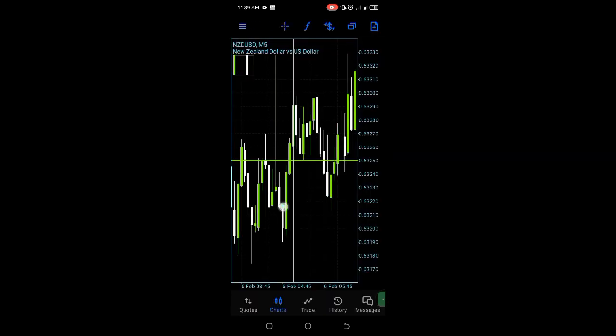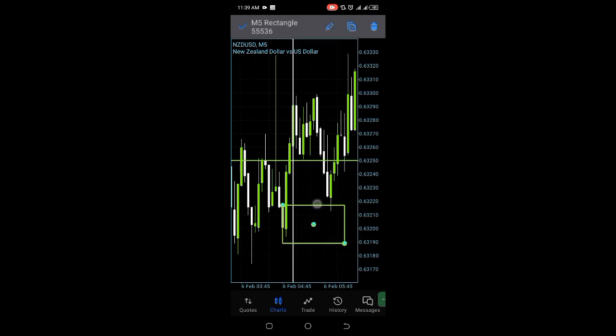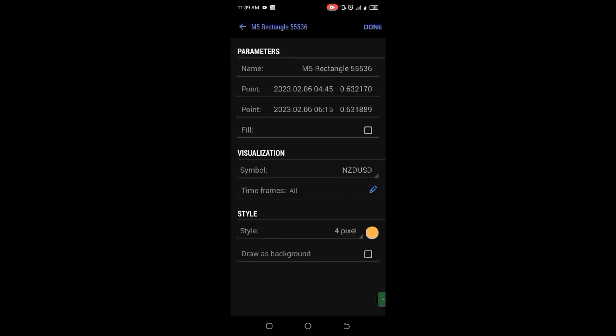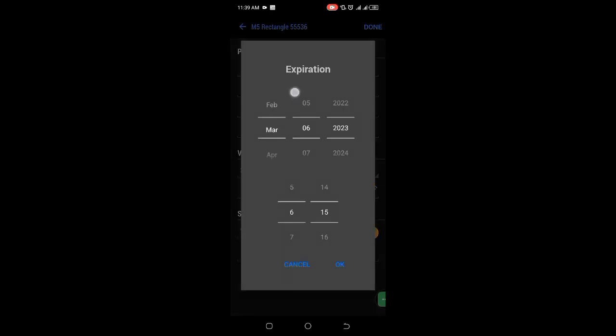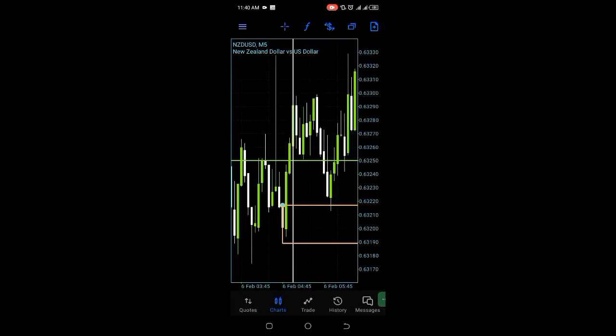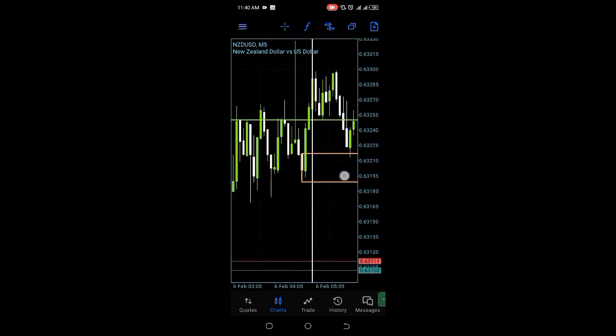On the lower time frame, you're looking for an engulfing candlestick pattern within the zone, and you want to find that zone on the left hand side, within the higher time frame zone. I'm going to be changing the color here and then extending this to the future so we can see where price tapped. So that is one.